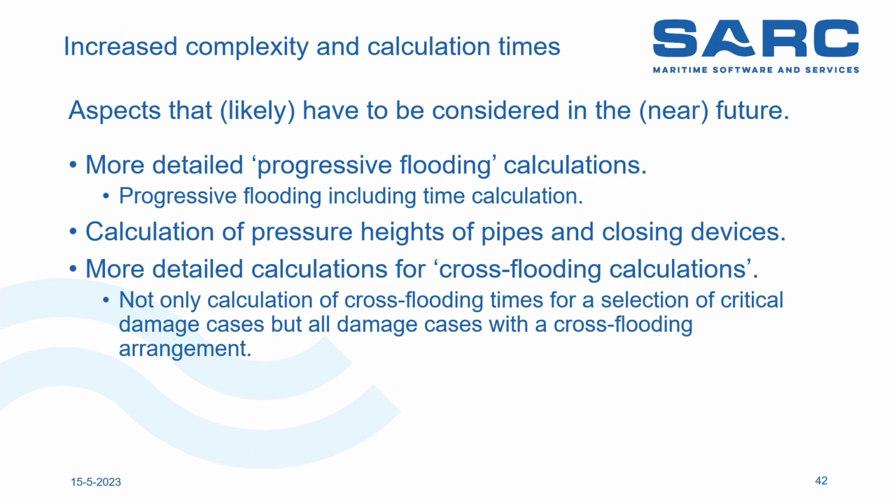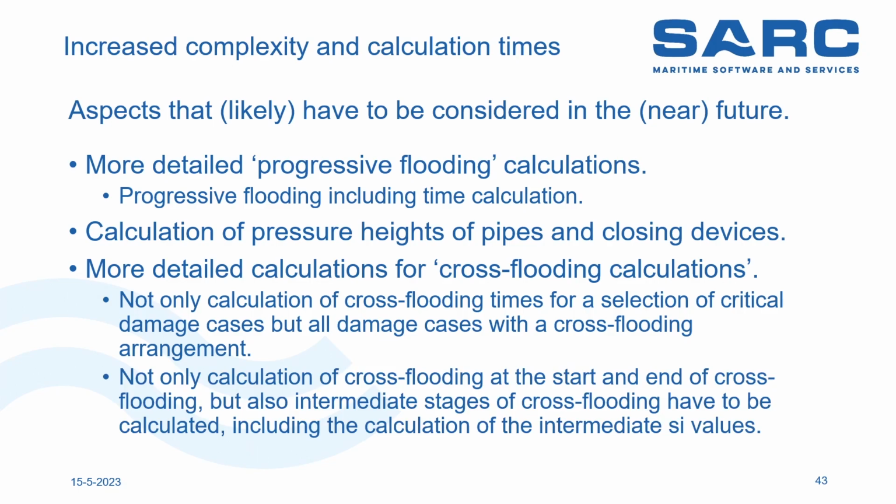5 years ago, I had to do such a calculation, and I only took the two compartments which were connected. I made a cross-flooding calculation in the time domain. Happy sailing, they approved it. A year ago, I had to do the same, but now I had to select from the probabilistic damage stability calculation the damage cases which had cross-flooding connection. I made a selection of the 5 most critical damage cases and did the cross-flooding calculation for that. Happy sailing, approved.